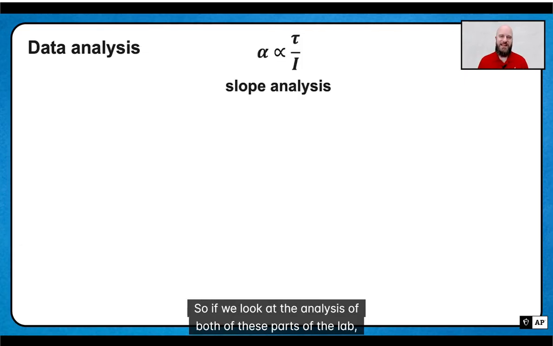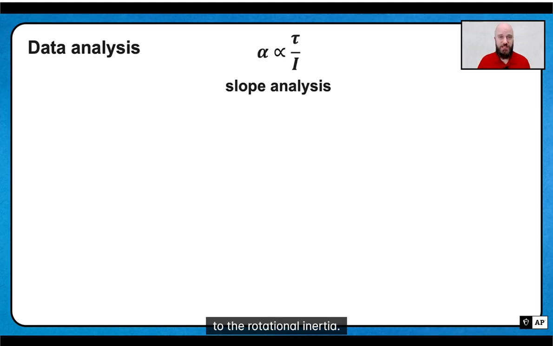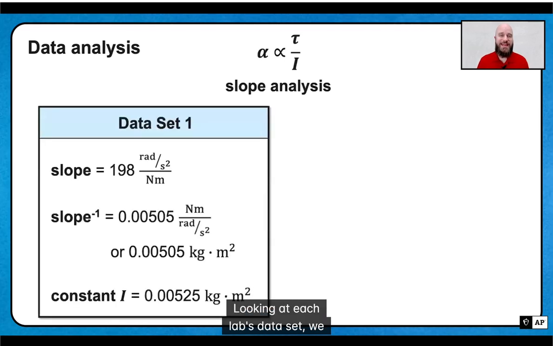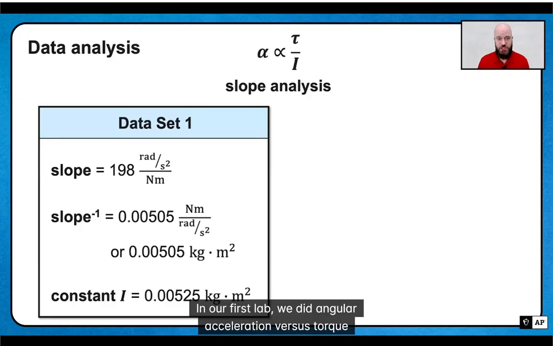So if we look at the analysis of both of these parts of the lab, together they show us that the angular acceleration is directly proportional to torque and inversely proportional to the rotational inertia. Looking at each lab's data set, we can try to find a physical meaning or value for the slope of those graphs. In our first lab, we did angular acceleration versus torque while keeping the rotational inertia constant.